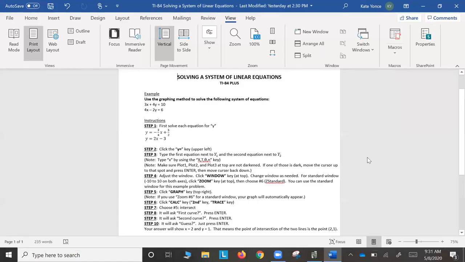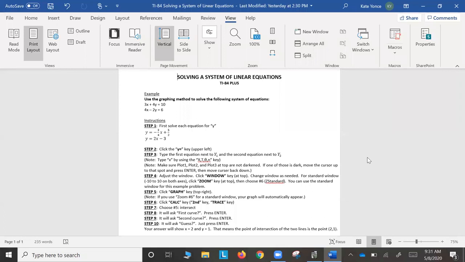Hello, this is a video that will show you how to solve a system of linear equations using the graphing method. You have probably already learned how to use the two algebraic methods of substitution and elimination. We will use the TI-84 Plus calculator for the graphing method. This is a document that shows step-by-step instructions for how to do so.